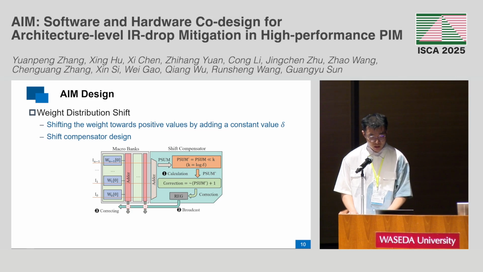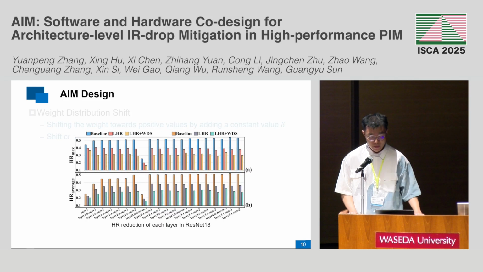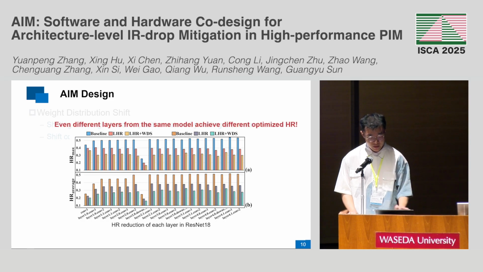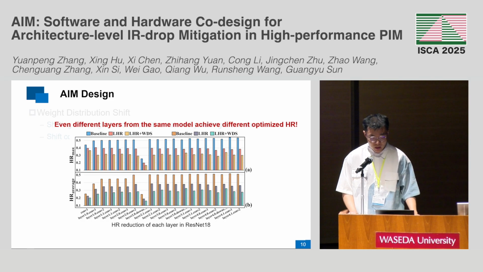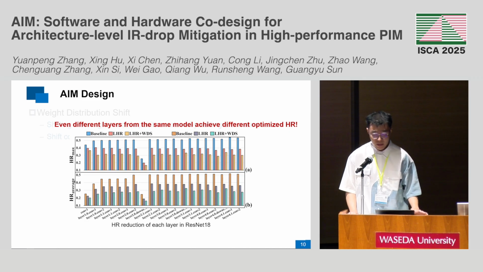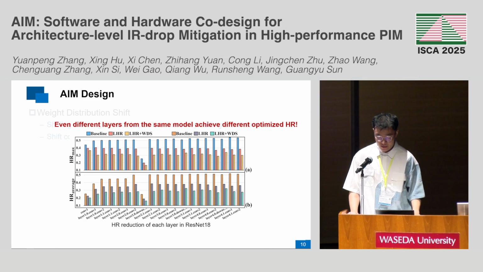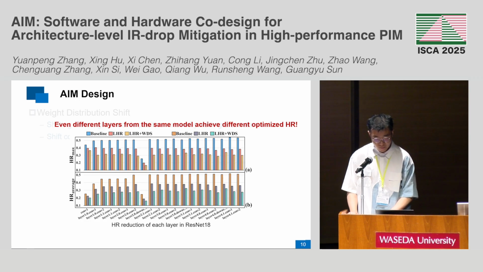Experiments show that lower Hamming rate and weight distribution shift reduce the Hamming rate of weights. However, different models, even different layers from the same model, achieve different optimized Hamming rates. The dynamic mitigation requirements motivate us to propose a hardware-based technique to fully utilize the Hamming rate optimization.